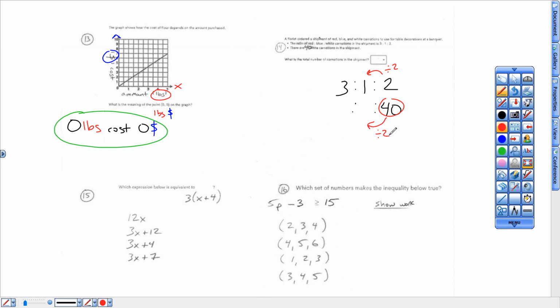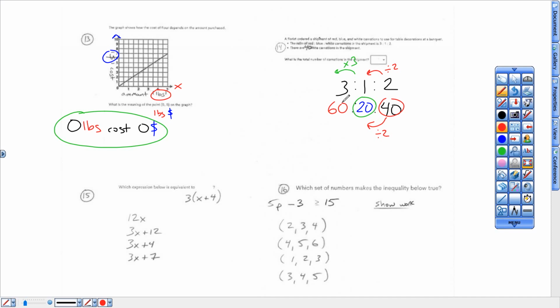That middle number, I believe, is blue. So that would be 20 of those blue. And that makes sense because 20 to 40 is the same ratio of 1 to 2. Cutting it down by 2, 40 to 20. Multiplying by 2, 20 to 40. And then I look at this next one here. Now I'm getting bigger. I'm tripling, getting 3. I need to take this 20 and triple it. 20 times 3 will give me the number of red carnations. 20 times 3 gives me 60.